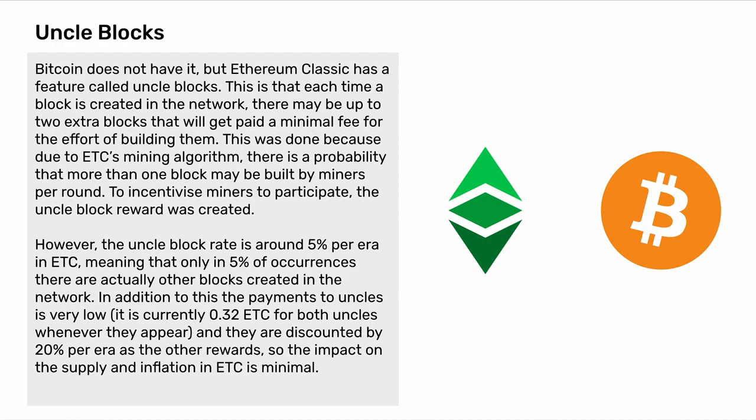However, the Uncle block rate is around 5% per era in ETC, meaning that only in 5% of occurrences there are actually other blocks created in the network. In addition to this, the payment to uncles is very low. It is currently 0.32 ETC for both uncles whenever they appear, and they are discounted by 20% per era as the other rewards. So the impact on the supply and inflation in ETC is minimal.